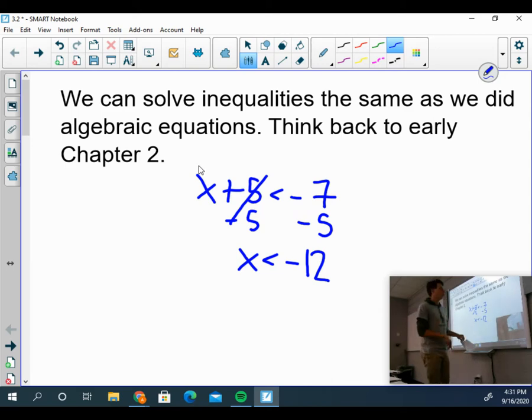This is how we solve one-step inequalities or algebraic inequalities. We will get into more complicated ones in later sections. But for now, if you are confident with this, we're going to move on to some word problems. If you are not confident with this, this is a great point to pause the video and shoot me an email and discuss what isn't making sense.